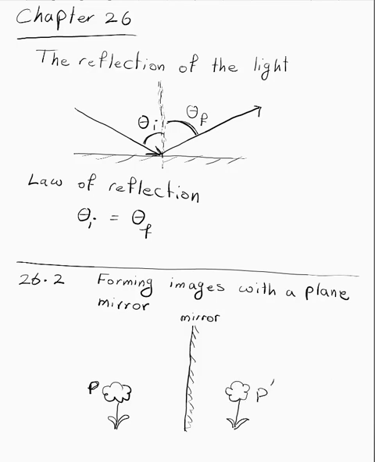I show the object by P, I show the image by P prime, and let's call the distance between the mirror and the object D sub O, where D stands for distance and O stands for object. The distance between the image and the mirror, let's show it by D sub I, where I stands for image. Now, in the plane mirror, what we know is that D sub O equals D sub I.